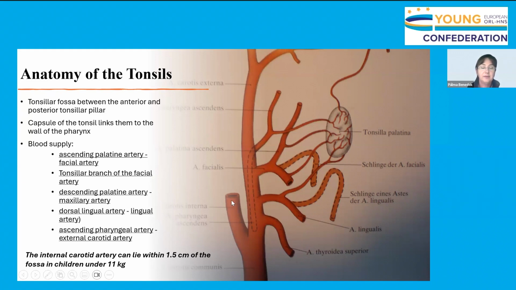Another problem could be the internal carotid artery, which could lie within 1.5 centimeters from the fossa in children under 11 kilograms. So essentially, younger children are more vulnerable to severe bleeding as a result of extracapsular tonsillectomy.